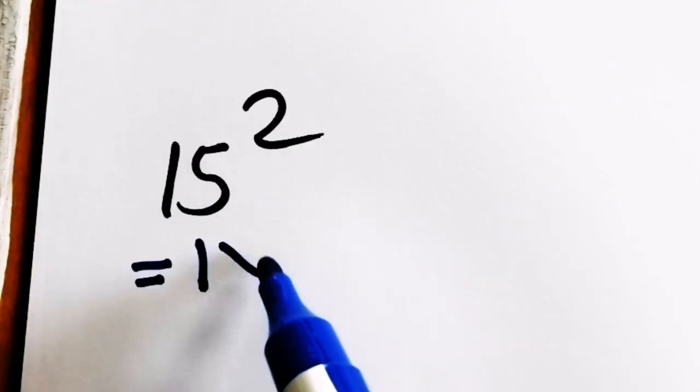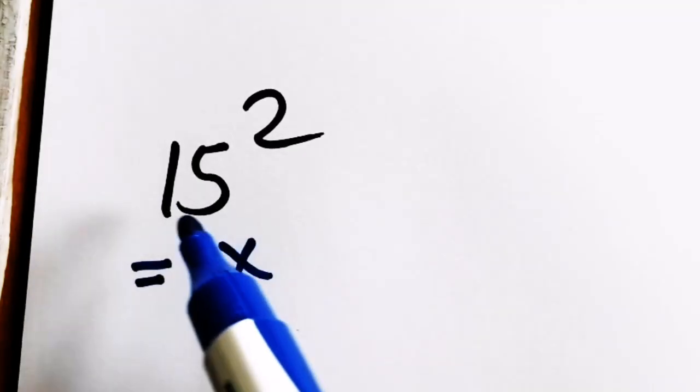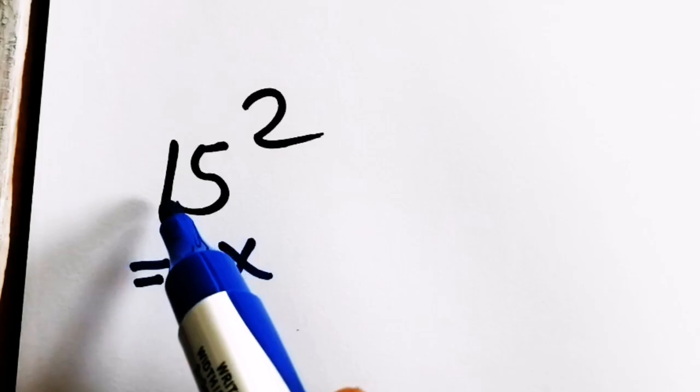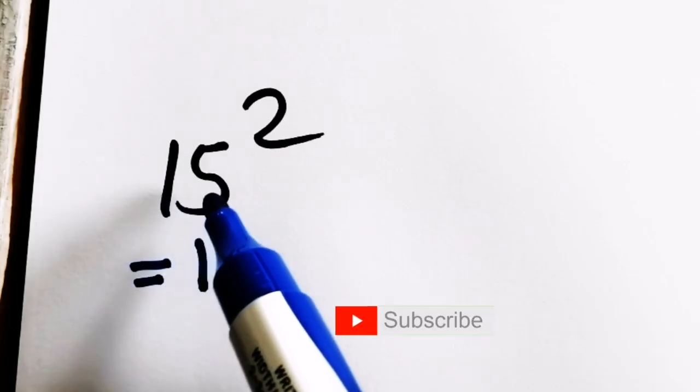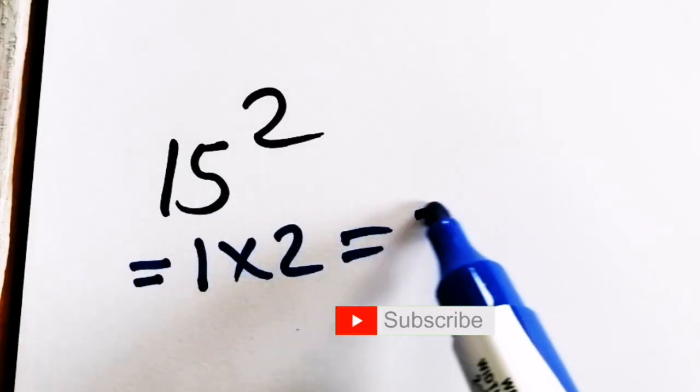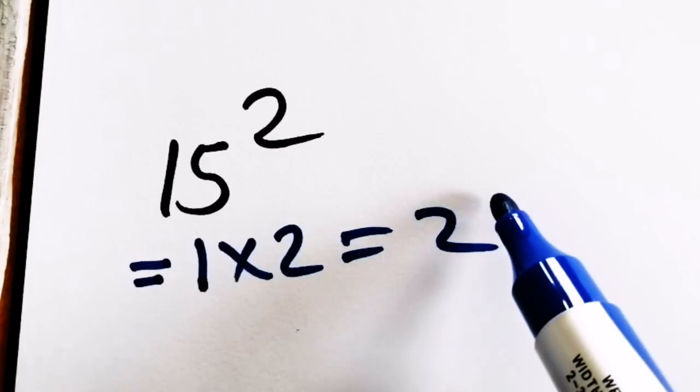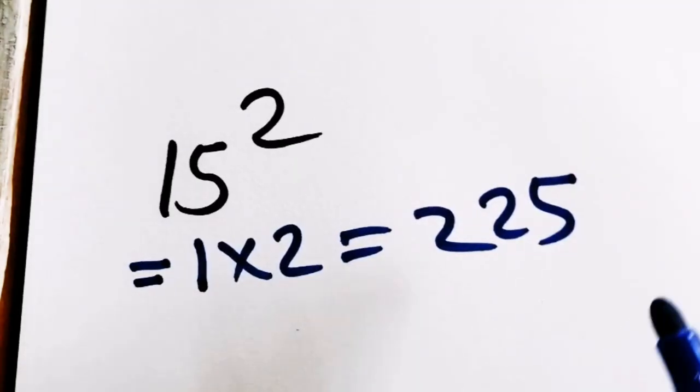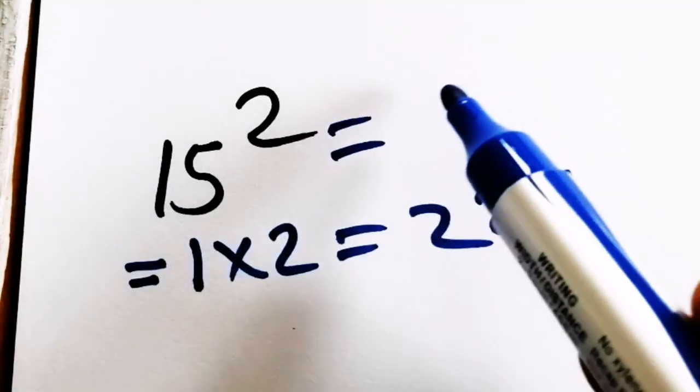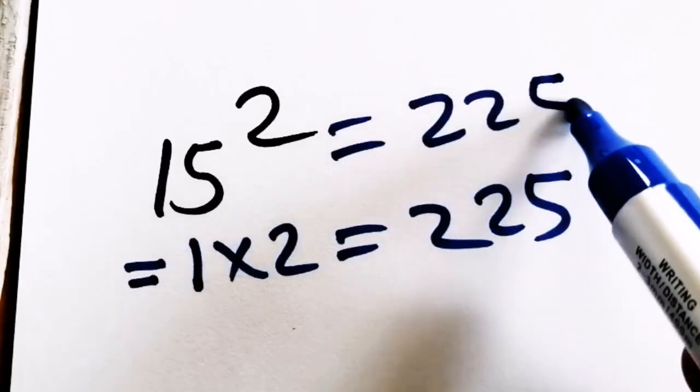Let us see this example too, okay? 15 square. Here also the first step is multiplying the first digit. The first digit is 1 with the second number. The number next to 1 is what? 2. Then 1 times 2 equals 2. Then here we add what? 25. So 15 square equals 225.